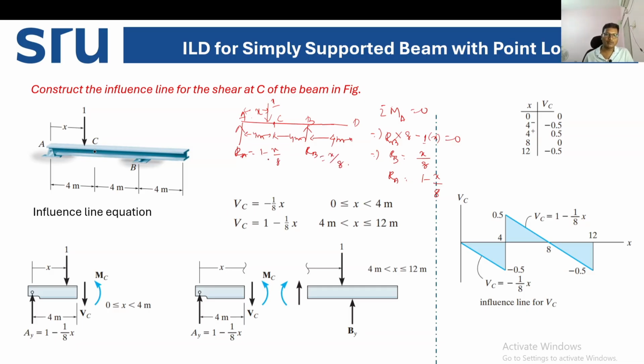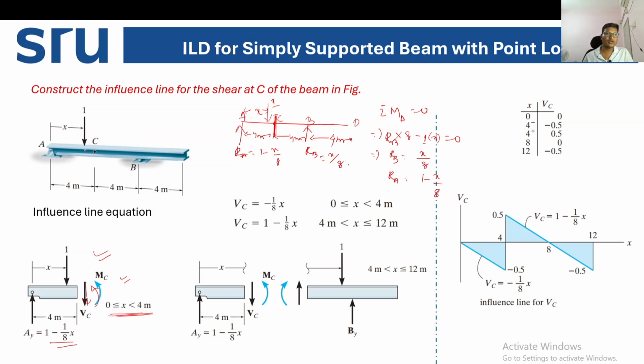Okay. So now we are calculating shear force at C. So this condition you look into. We have calculated reaction at A. Reaction at A is 1 minus x by 8, and RB is 1 by 8 into x. So here shear force and bending moment will be developed. Now what is this particular condition? This particular condition is when x is in between 0 to 4 meter.